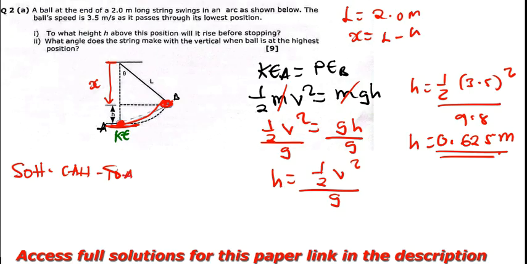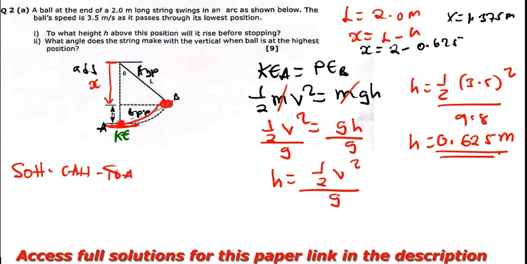So we definitely know that this is the hypotenuse, this is the opposite, the angle, and this is the adjacent. So I have the adjacent, because for me to find x, adjacent is x. So for me to find x, it's L minus h, which is 2 minus 0.625. So my x is 1.375 meters.